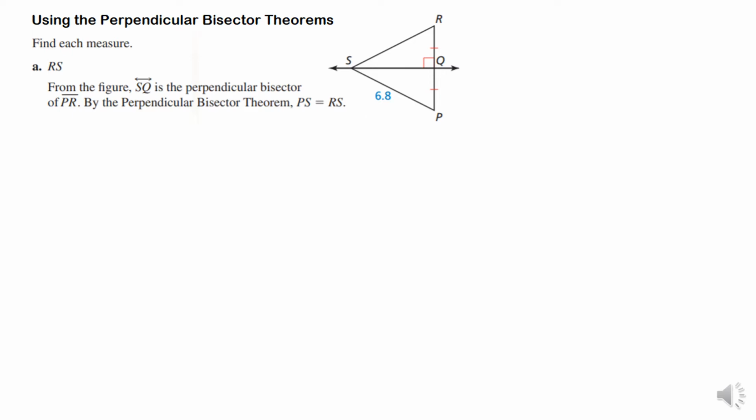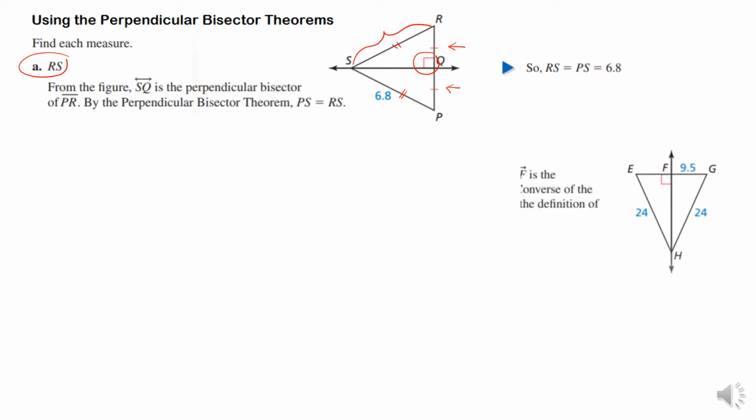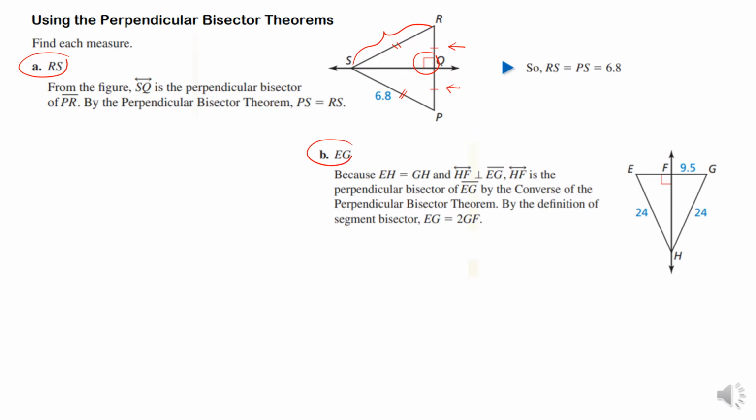Okay, so we're going to use either of the perpendicular bisector theorems to find each of the measures in these problems. So the first thing we're going to look for is RS. We have to look at the picture, and from the figure we can see that SQ is a perpendicular bisector because they're giving us these measures are equal and it's perpendicular. So using the perpendicular bisector theorem, we know that the two sides are congruent, and therefore SR equals PS, which is 6.8.